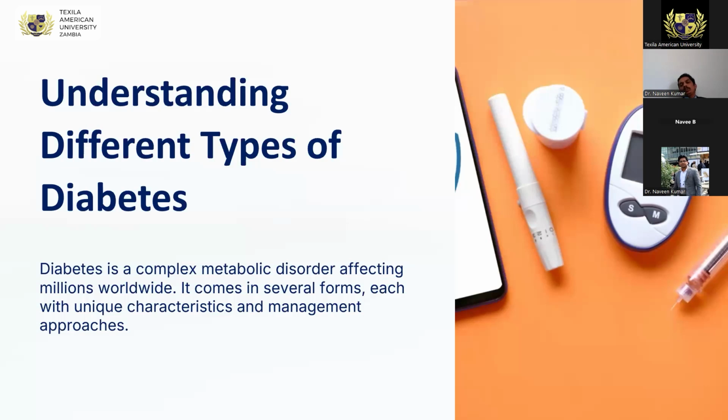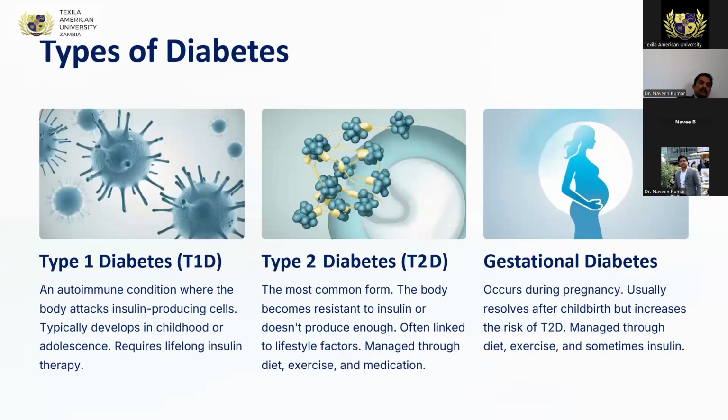Then the most important thing is the types of diabetes. You must know how many types of diabetes there are and what happens in those conditions. You can categorize them into majorly two types. Of course, there is also gestational diabetes, which occurs for a short period of time during pregnancy. Generally, it will be resolved after childbirth.